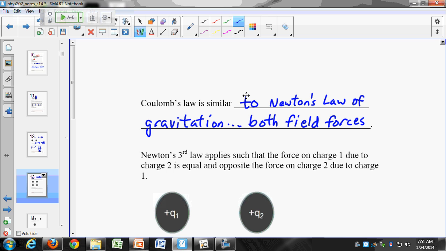Field forces? They're conservative forces, so field forces are conservative. So electric forces are also conservative, and that'll become very important, as I said, when we develop the idea of potential. You don't need to write that down now, we'll write it down later.